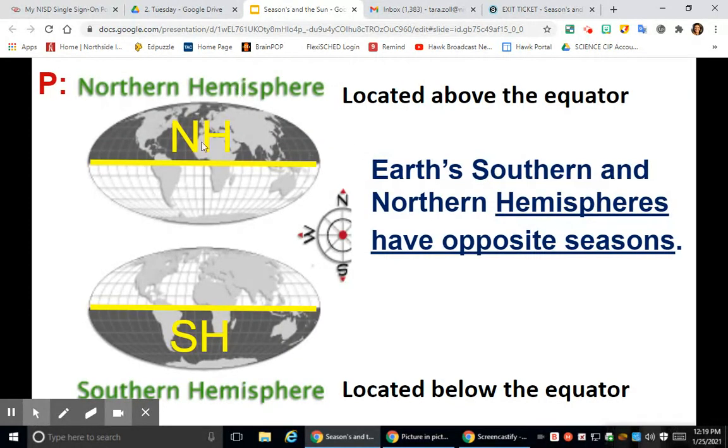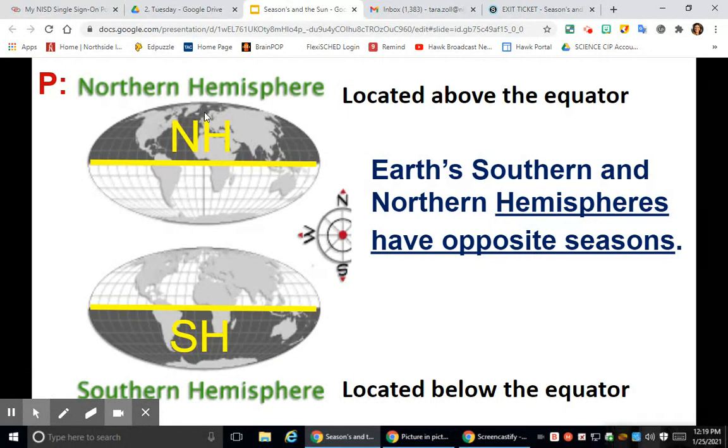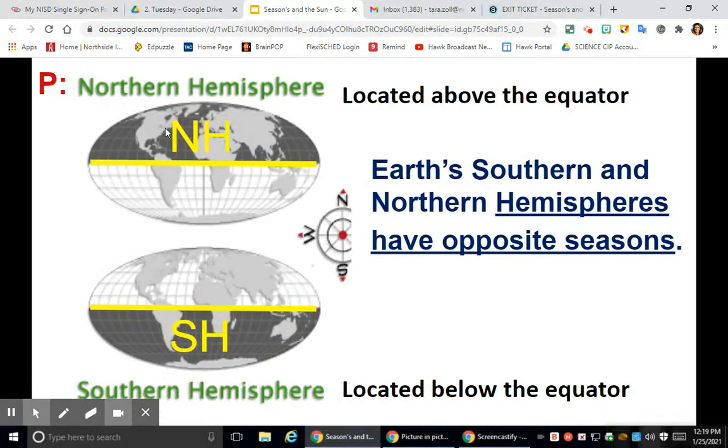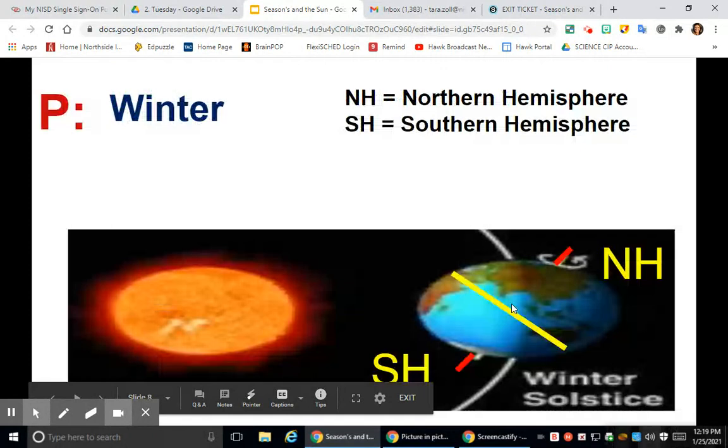Northern Hemisphere. The Northern Hemisphere is located above the equator. Earth's southern and northern hemispheres have opposite seasons. So if it's summer in the northern hemisphere, the southern hemisphere is having winter. And if it's winter in the southern hemisphere, the northern hemisphere is having summer. The southern hemisphere is located below the equator.